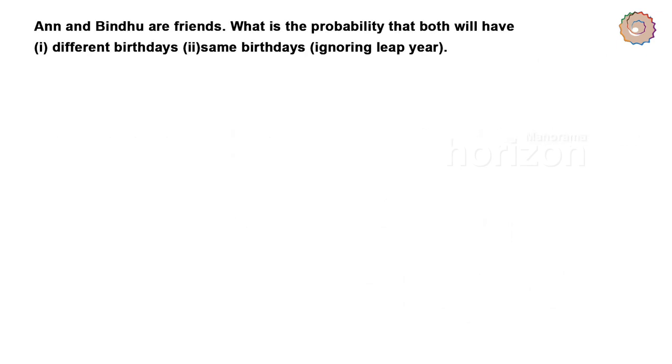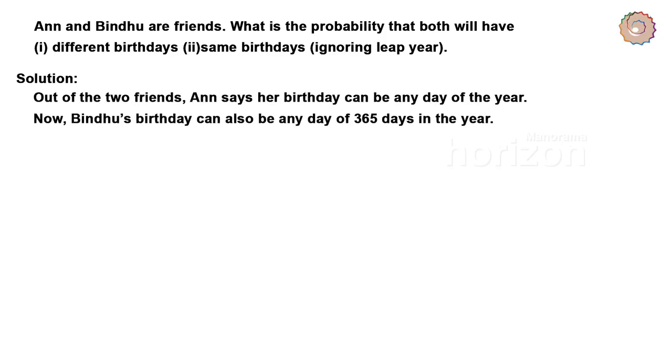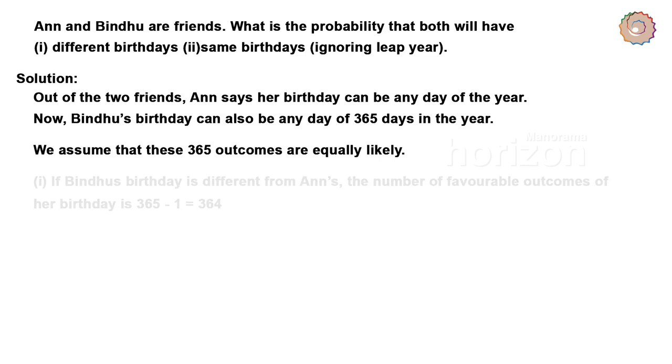Now, let's consider an example. Anne and Bindu are friends. What is the probability that both will have different birthdays, and the same birthday? Let's ignore the leap year. The solution for the same is as follows. Out of the two friends, Anne's birthday can be any day of the year. Now, Bindu's birthday can also be any day of the 365 days in the year. We assume that these 365 outcomes are equally likely.